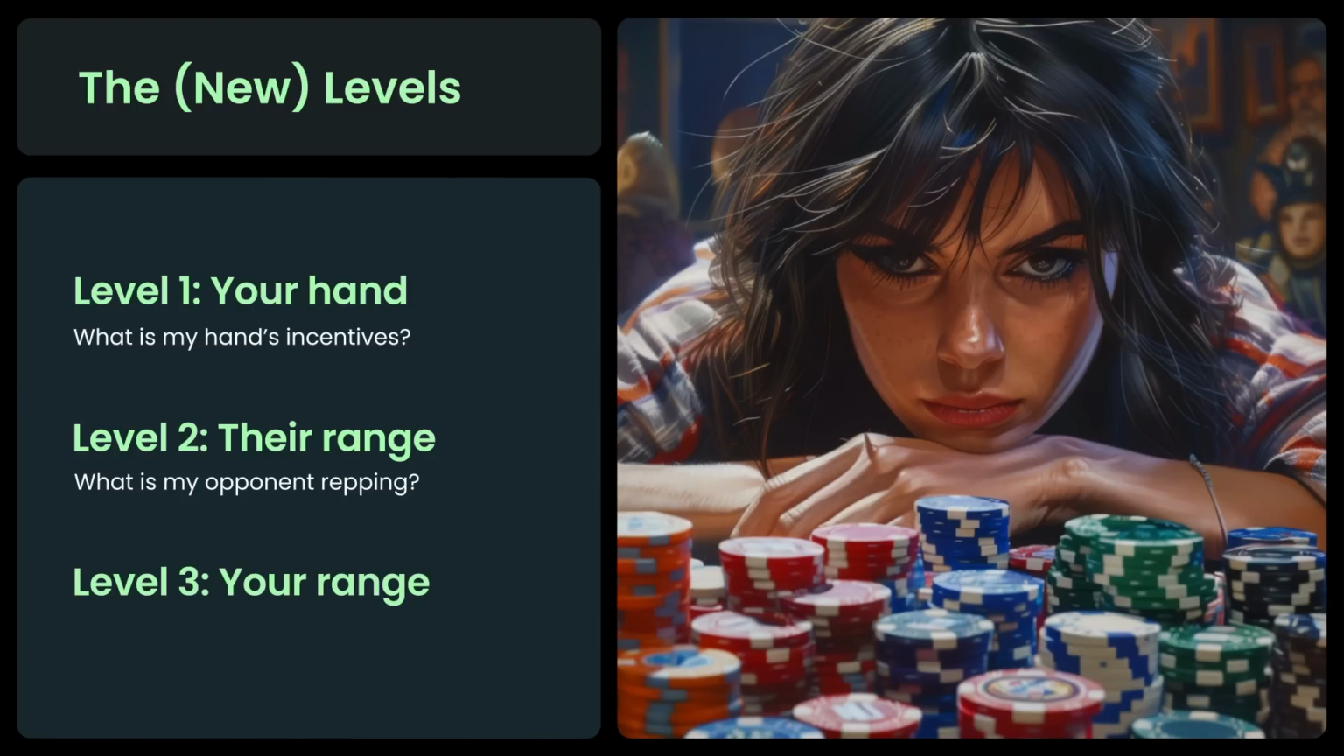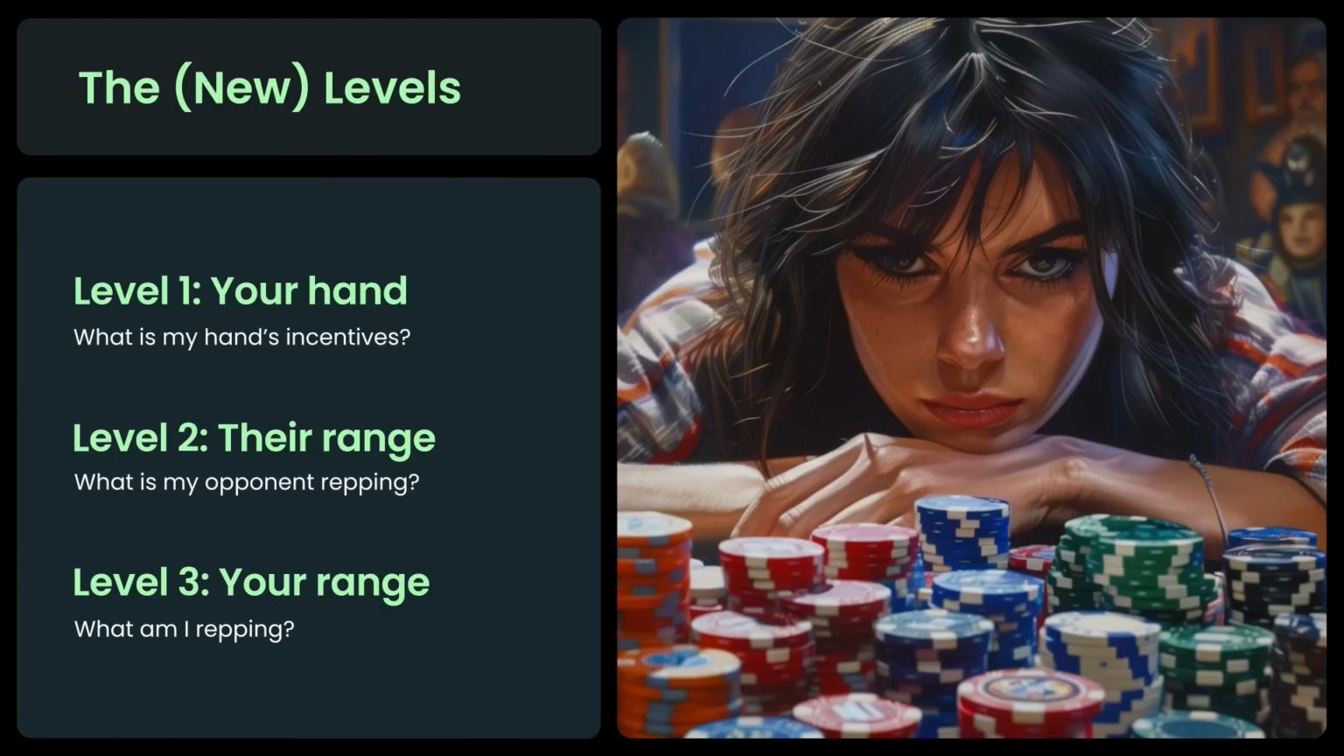Then level 3 is to think about your own range. And this is to ask, what hands am I representing with my actions, right? So this is asking about your opponent's perception of your range. Another way to put this is to imagine it as your table image. Level 3 is your own table image.